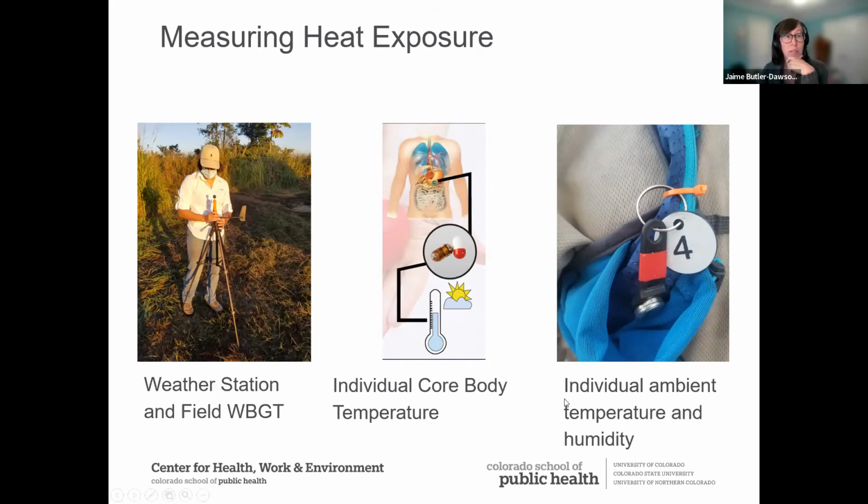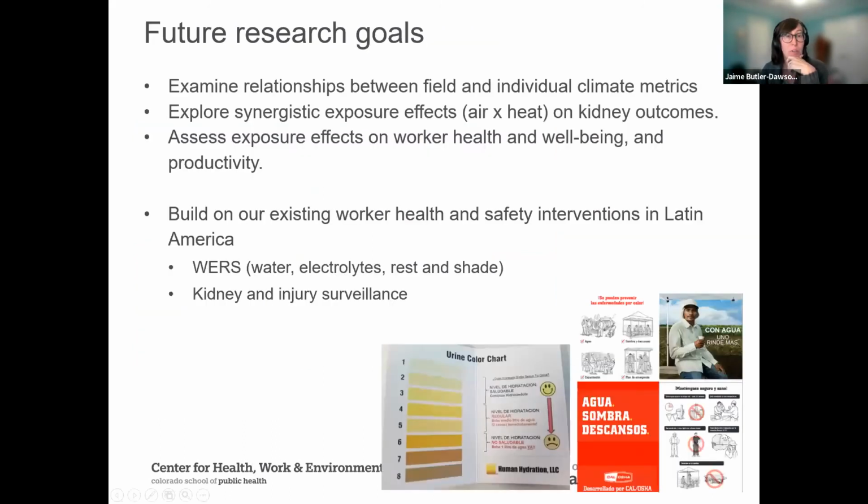Next slide, please. And so for the future research goals, looking at examining the relationships between these climate metrics. So we have field and individual, exploring synergistic exposure effects. So if these workers are exposed to poor air quality and then they have heat stress, are they more likely to have poor kidney outcomes? And then also assess the exposure effects on worker health and well-being and productivity.